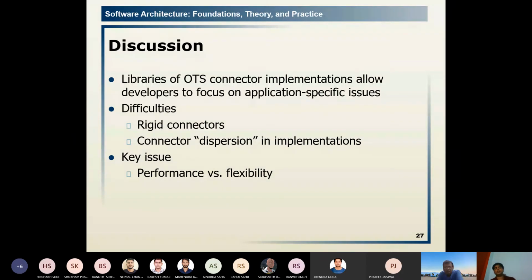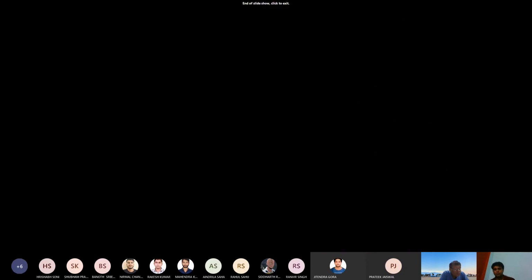The libraries of the OTS connector. OTS connector, please check what it stands for. These implementations allow developers to focus on application-specific issues. And the difficulties are that these are rigid connectors, the connector dispersion in implementation, and the key issues with performance as well as flexibility. Okay, so these are the total slides.